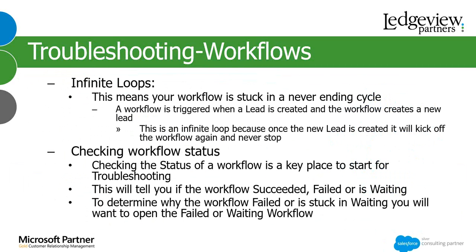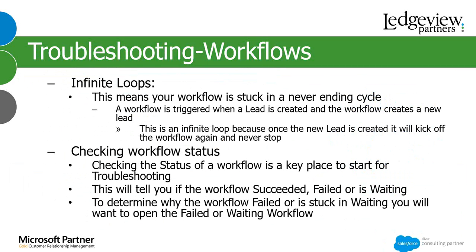Checking workflow status. This comes back to the point of making sure that box is unchecked about deleting the jobs automatically. This allows you to go in and check the status of a workflow. Very key place to start. If you go into the workflow, there's a section about the process sessions. This will tell you different statuses, whether it's succeeded, failed, or is waiting.